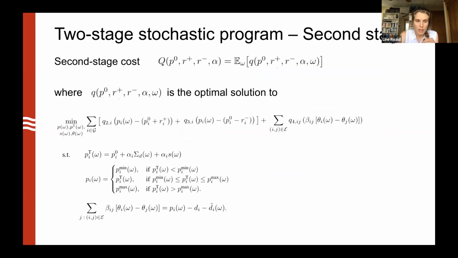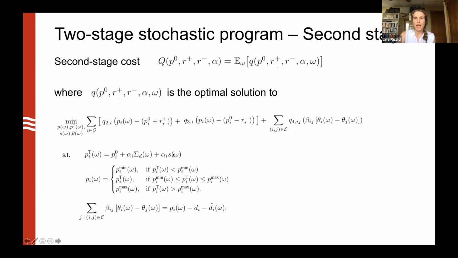All right, so in the second stage cost, what we are doing is taking the expectation over the cost of the second stage. So here we're taking the expectation of the function Q, lowercase q, which depends on the first stage variables, P0, R plus, R minus, alpha, and also on the realization of the wind power injection. And this Q here is the optimal solution to the optimization problem that you see here at the bottom.